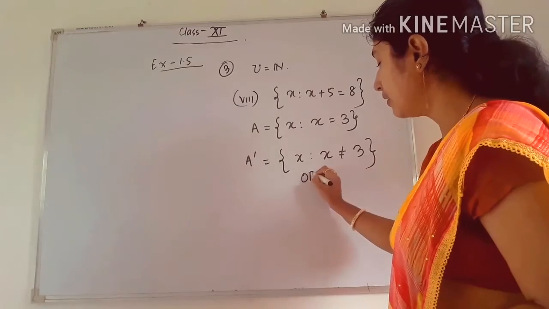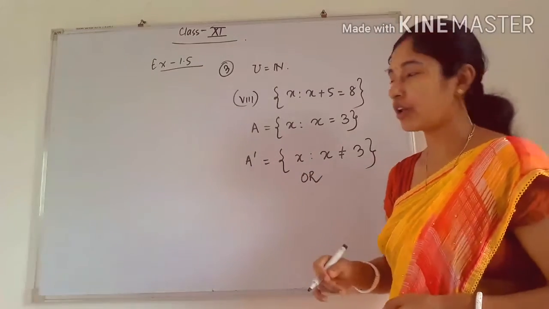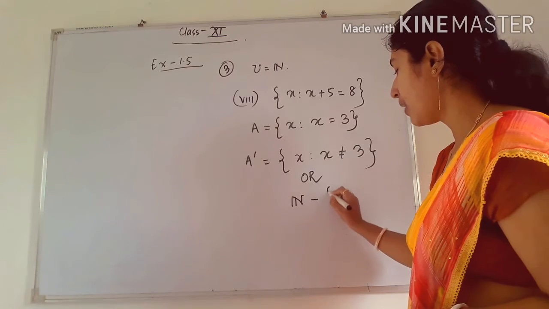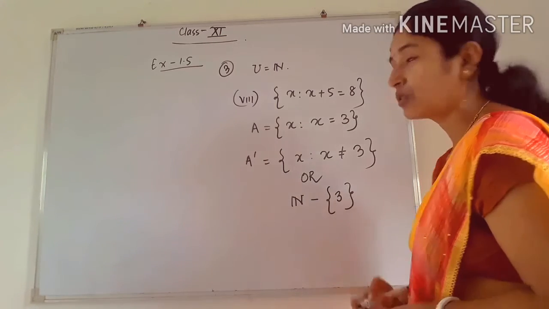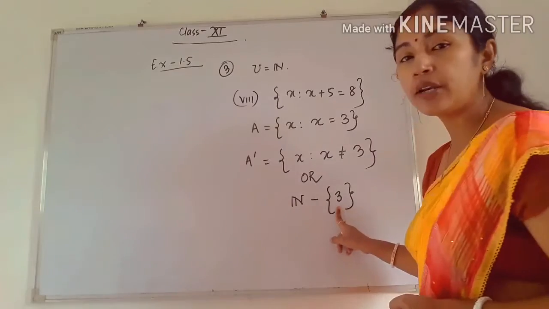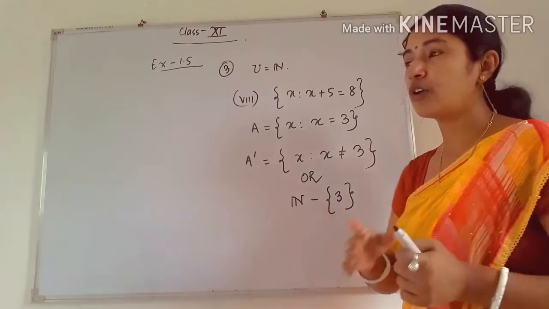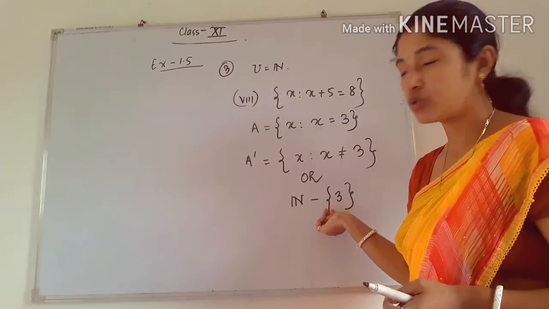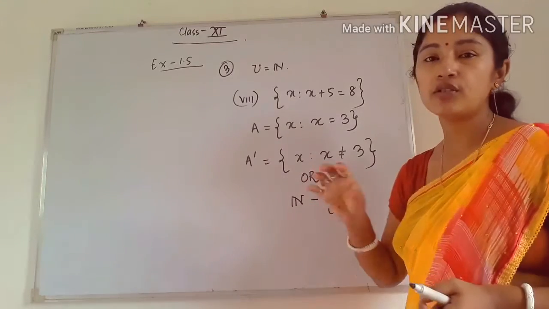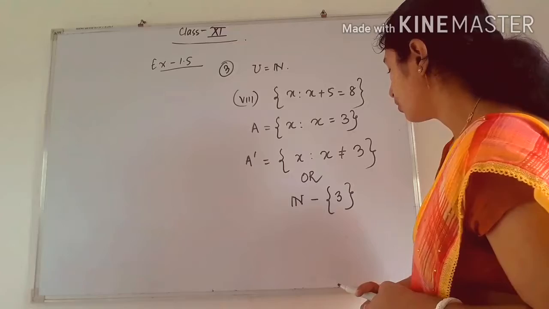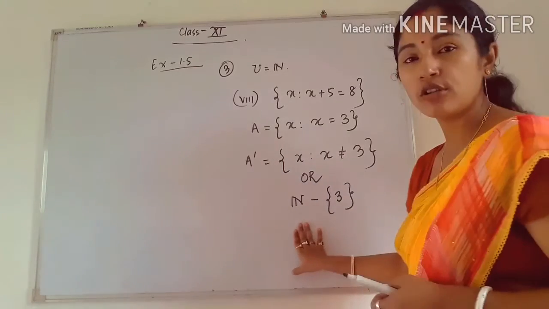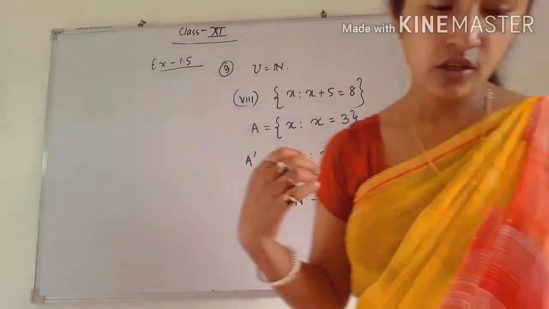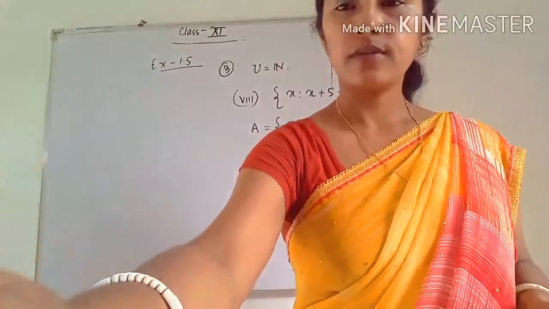Or there are many options you can write. You can write natural numbers minus the set {3}, the set which contains the element 3. Natural numbers start from 1 and so on. If we subtract this one, then the remaining numbers will be there. We can write it like this also. There are many ways of writing this set. Okay, next we will go to the next question.